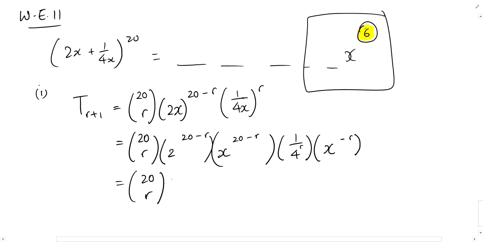20 choose r, 2 to the power of 20 minus r. This is just another number again. And then I've got 1 over 4 to the power of r, which is again another number, which I would like to now change to 1 over 2 to the power of 2r. Can or not? Can, right? 4 is 2 to the power of 2. Then I've got x to the power of, can you fill it in for me? x to the power of 20 minus 2r. Alright?